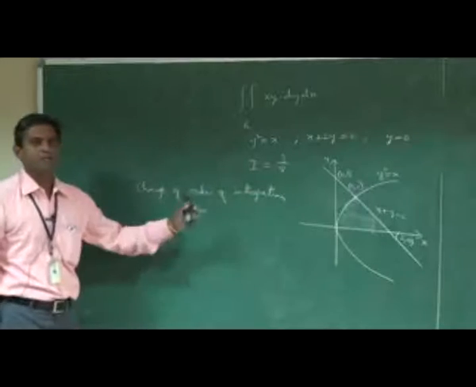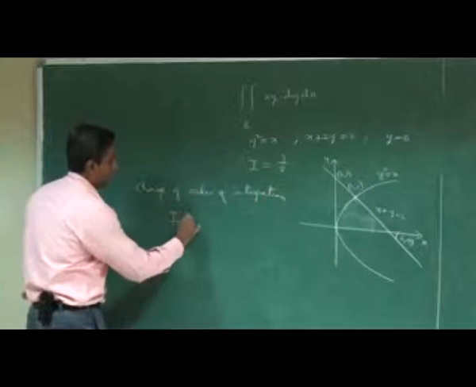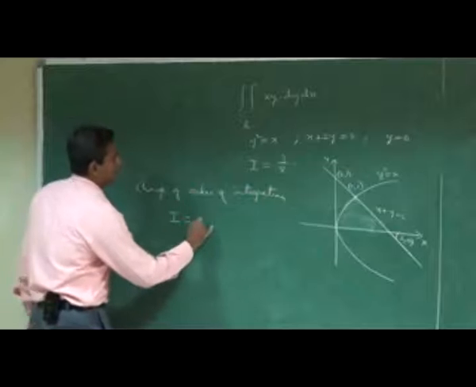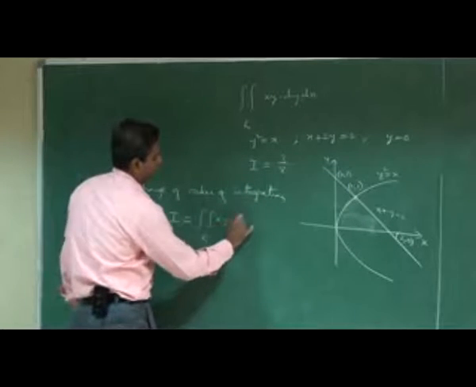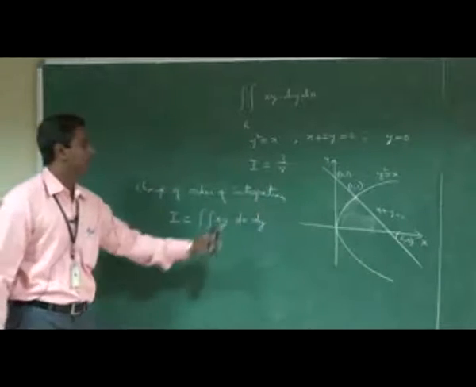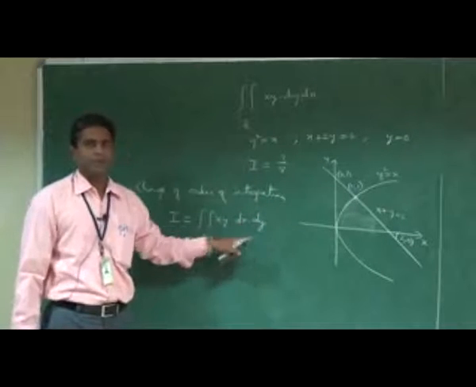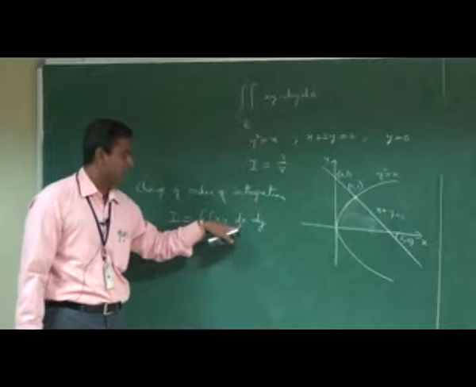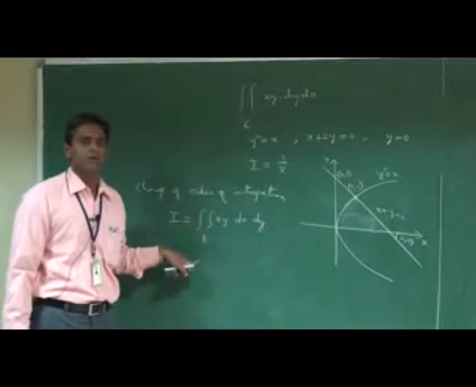What happens in the given case? We change the order. That is, I equals the double integral over the region R of xy dx dy. Changing the order means dy dx goes to dx dy. So in this case, the first integration is with respect to x and the second integration is with respect to y.